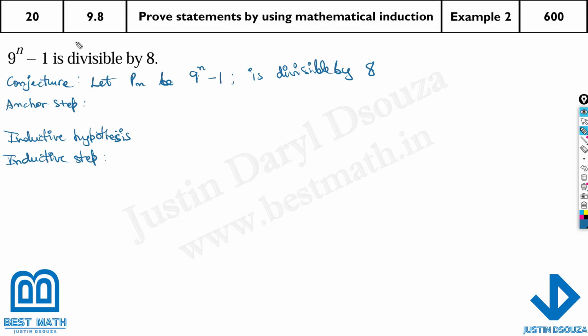Now what I did is I just wrote the question. I just added, let Pn be this, and it is divisible by 8. That's it. And now we will try. Anchor step is trying whether it's true or false.